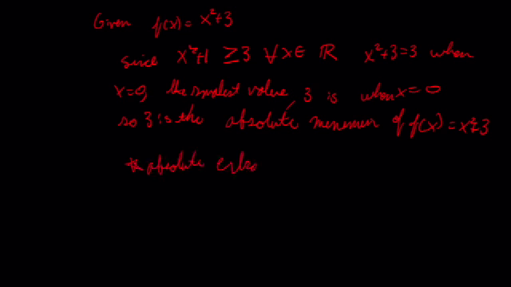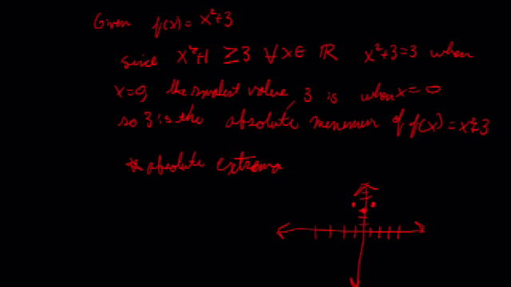Now let's go ahead and look at this graph so we can understand why its minimum value is 3. So I have x squared plus 3. That's my function, right? When x is 0, y is 3. When x is 1, y is 4. When x is negative 1, y is 4. When x is 2, 2 squared is 4 plus 3. It's going to be 7 all the way up here.